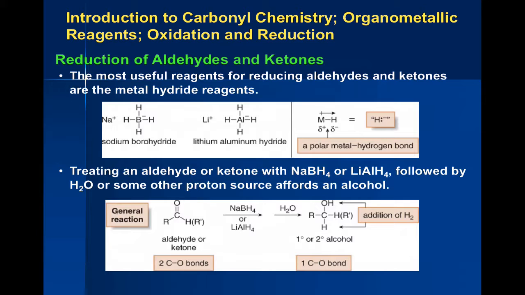Oxymercuration, demercuration sequence. So after the oxymercuration, we threw in sodium borohydride to do what? Yeah, and so what were we doing to the mercury? Were we reducing it or oxidizing it? We were reducing the mercury. That's right. So we were reducing it. So it's a reducing agent.